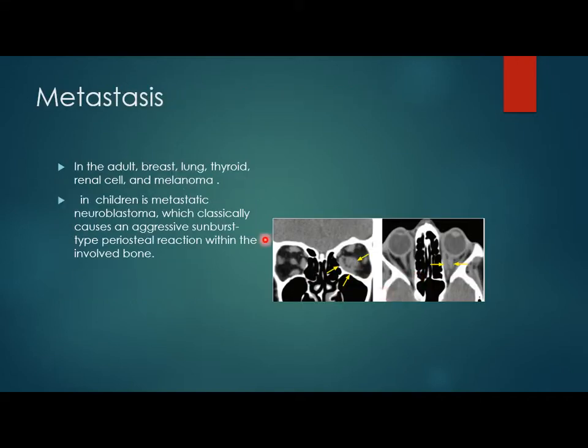Metastasis to the orbit in the adult is most commonly from the breast, lung, thyroid, renal cell carcinoma, and melanoma. In children it is metastatic neuroblastoma, classically causing an aggressive sunburst type of periosteal reaction within the involved bone. Here also the coronal and axial sections demonstrate a soft tissue mass, and we cannot differentiate the optic nerve clearly, and the medial and inferior recti muscles.